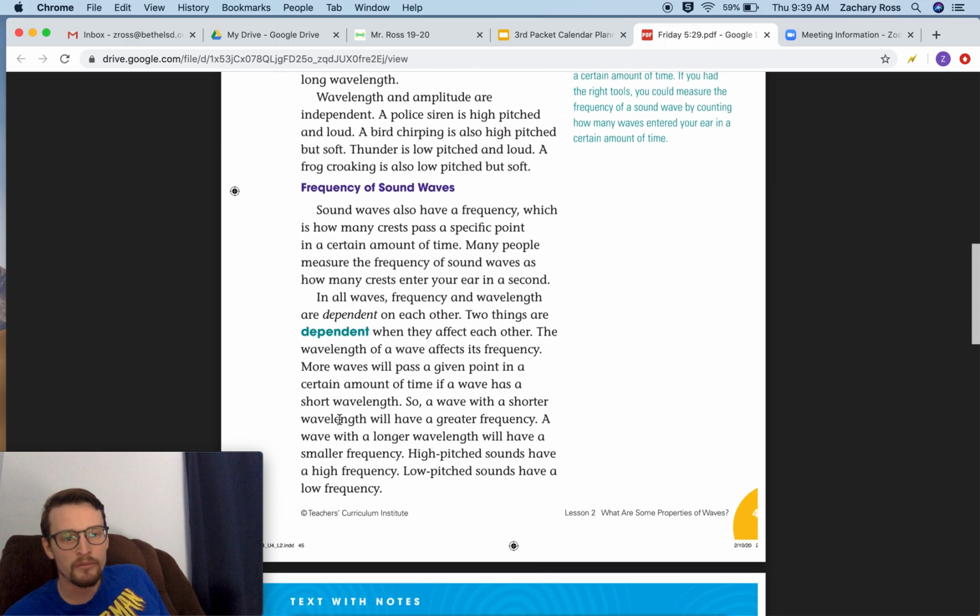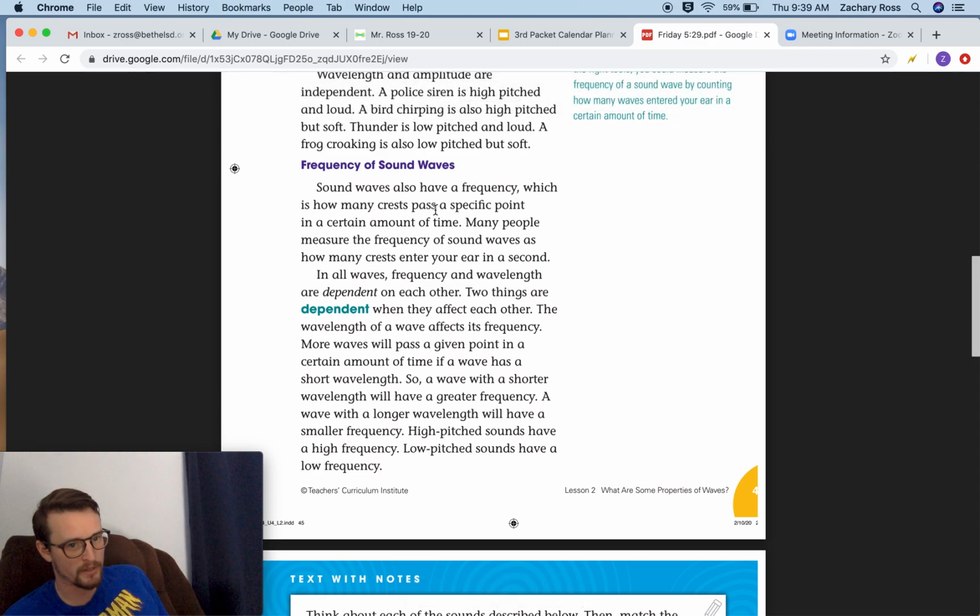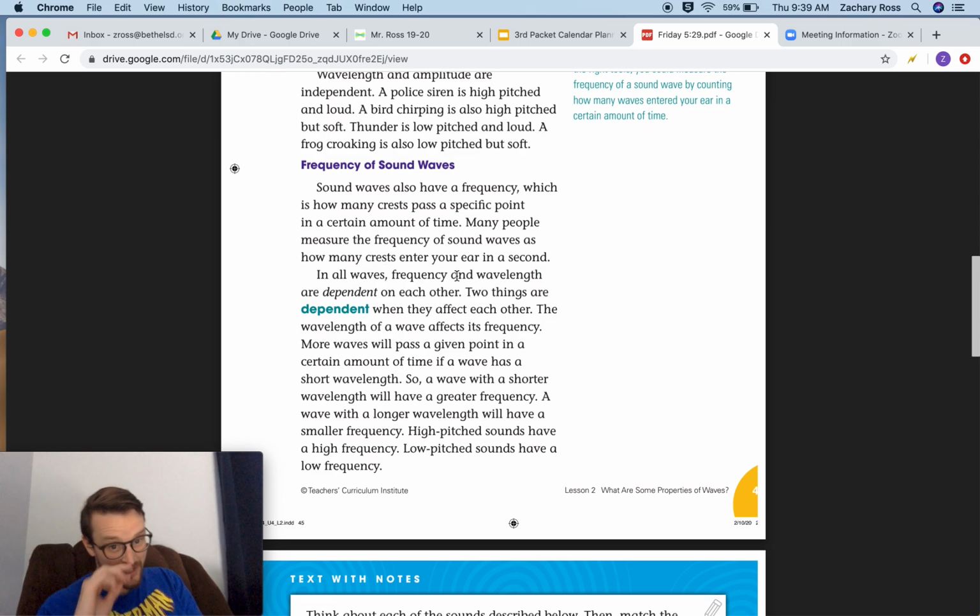Frequency of sound waves. Sound waves also have a frequency, which is how many crests pass a certain point in a certain amount of time. Many people measure the frequency of sound waves as how many crests enter your ear in a second. In all waves, frequency and wavelength are dependent on each other. Two things are dependent when they affect each other. The wavelength of a wave affects its frequency.